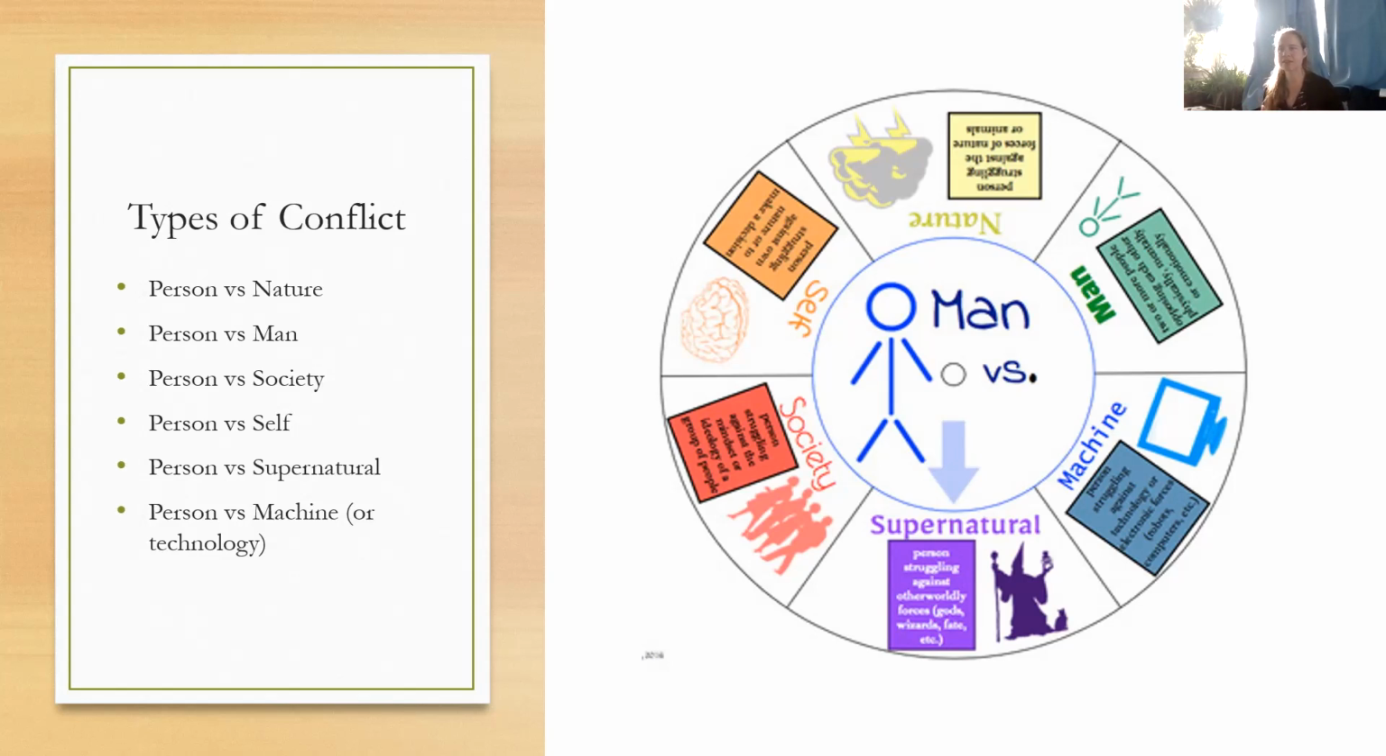It's the conflict that takes place, and it isn't always bad. Sometimes it helps to create change. But it is that struggle between two forces in a story. Without conflict, there's no plot.